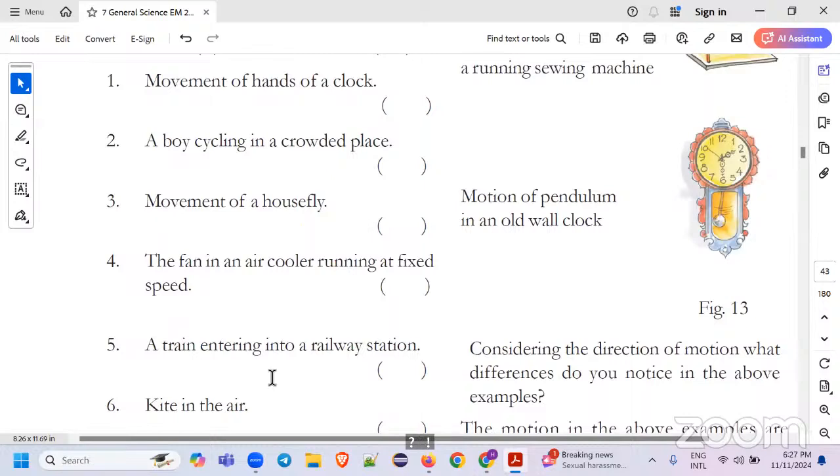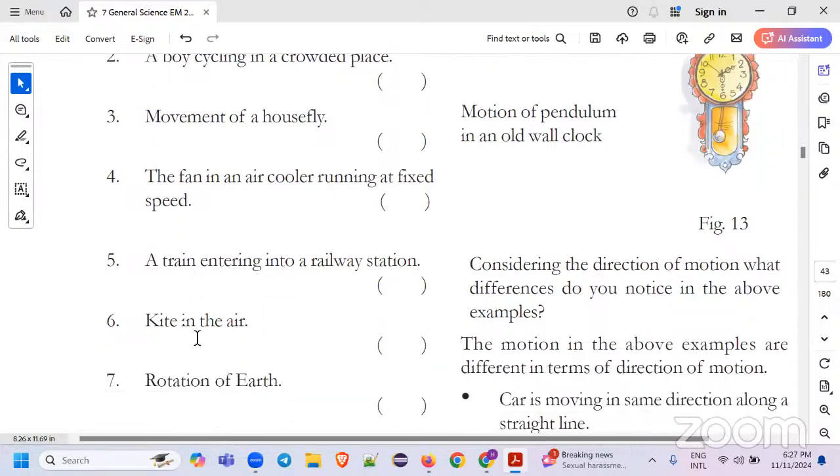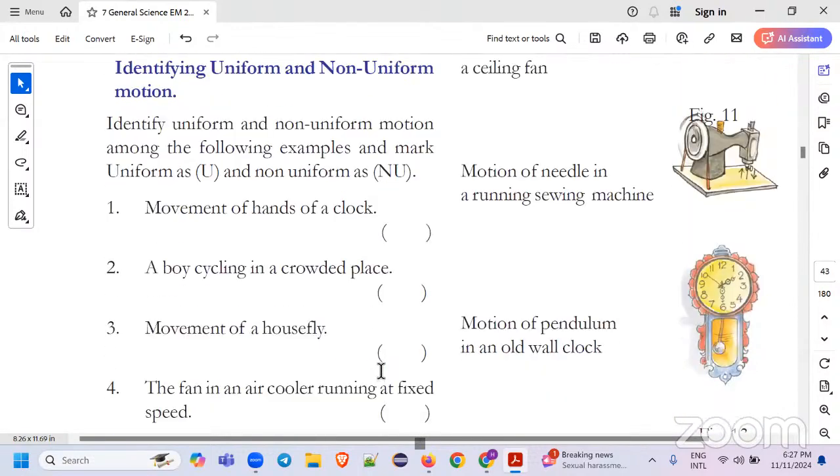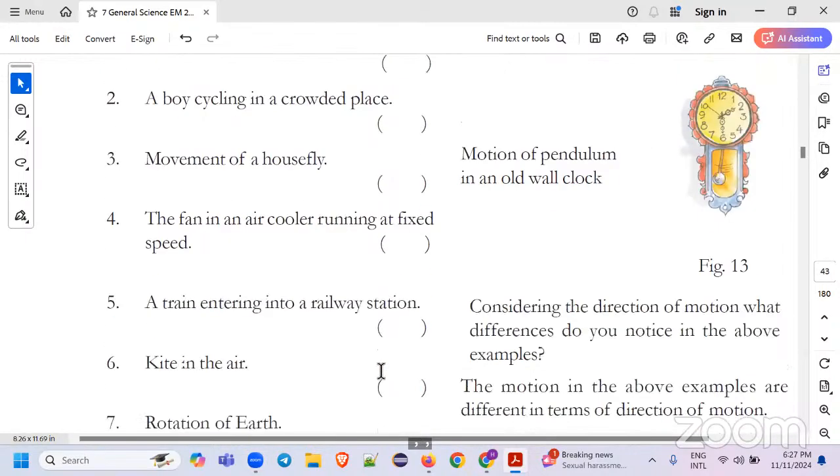The time is the same, time in equal intervals, but the distance covered by it is lesser and lesser, decreasing. A kite in the air, I don't know in which direction it moves, it depends on the wind speed. Rotation of the earth, this may also be non-uniform motion.